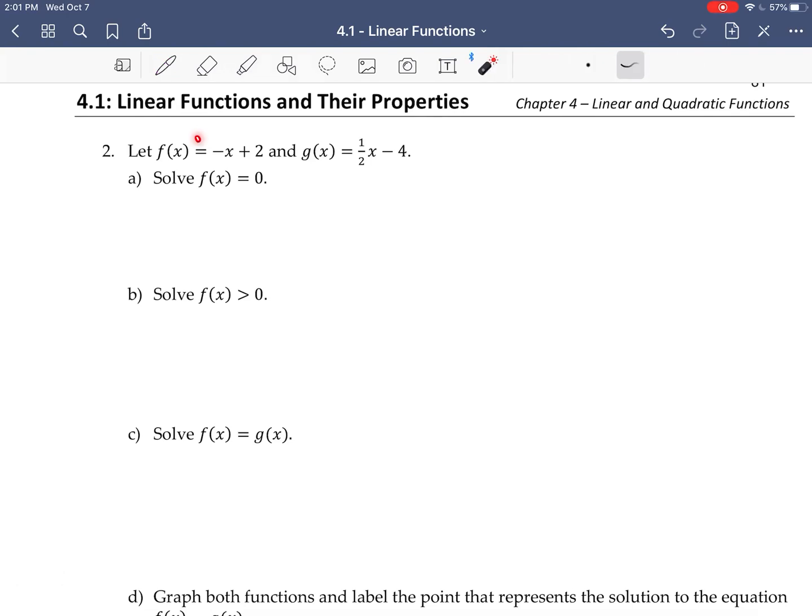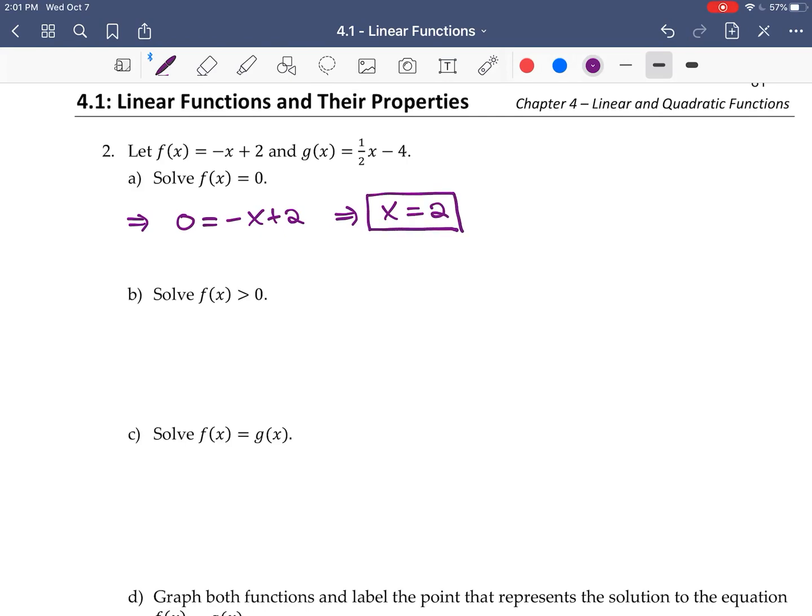So here we have two functions. f of x is negative x plus 2 and g of x is 1/2 x minus 4. In the first part, I want to solve for where f of x equals 0. Remember f of x is like our y value, so I essentially want to solve for where y is 0. So just replace the f of x with a 0. So I want to solve where 0 is equal to negative x plus 2. Obviously this is when x is equal to 2.